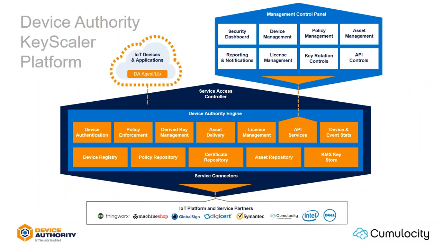If I just quickly show you the architecture overview of the Device Authority Keyscaler platform. So moving from the top, you'll see the management control panel. This is the administrative interface that your admins log into to manage the authorization state of their devices, provision new devices, set up end-to-end encryption policies, and also get a view of the security dashboard for logging and auditing and security notifications within the environment.